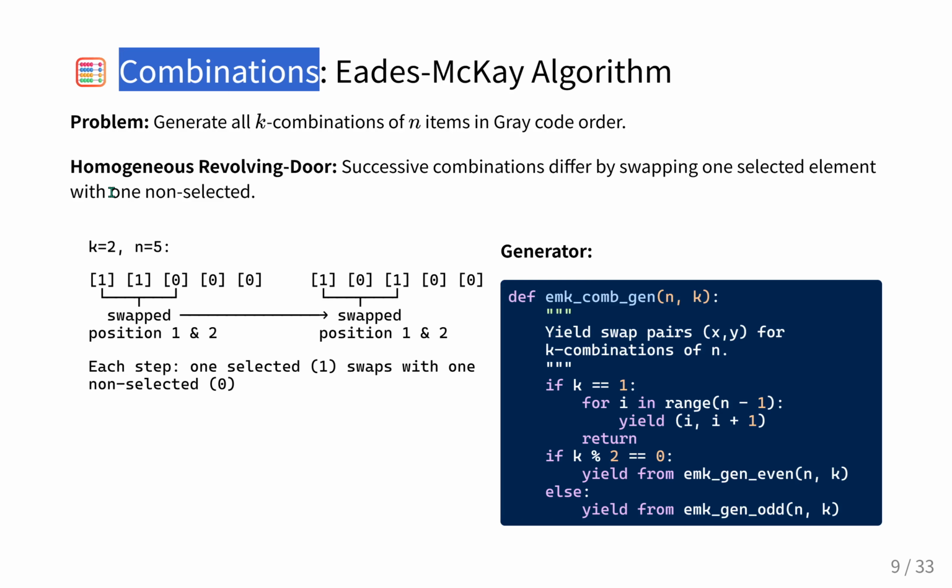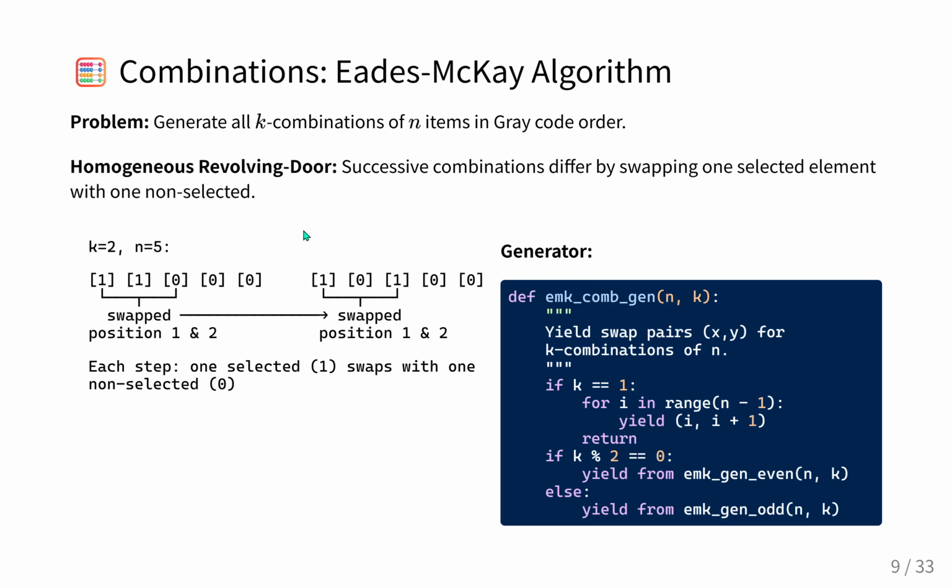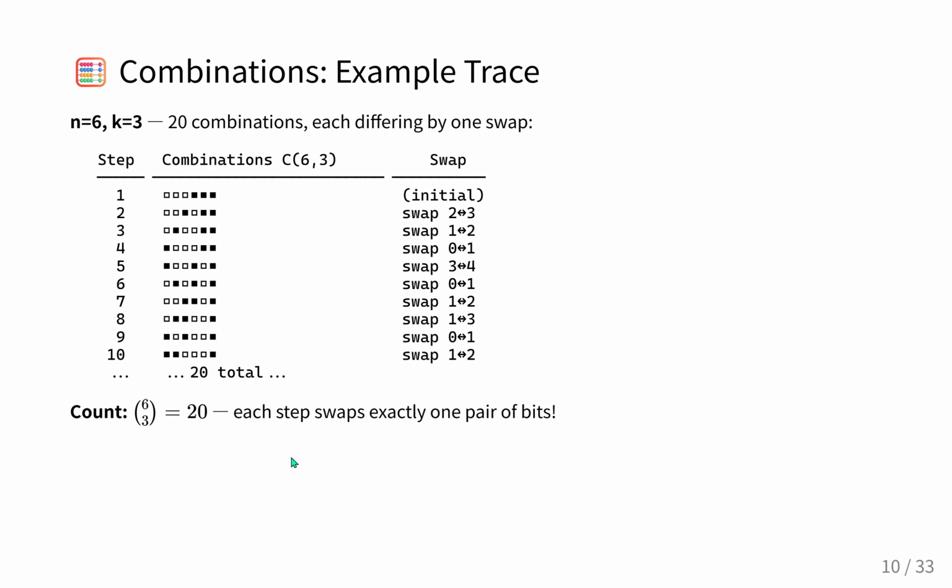Right. The source gives a really concrete example. Finding all combinations for choosing 3 items out of a set of 6. Mathematically, that yields exactly 20 distinct combinations. Okay, 20 combinations. The Eads-McKay algorithm cycles through all 20 by ensuring every single step is merely one item leaving the chosen group and one item entering.